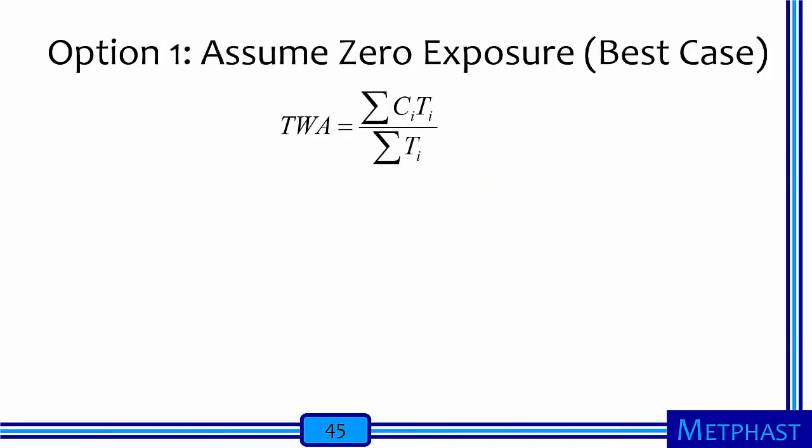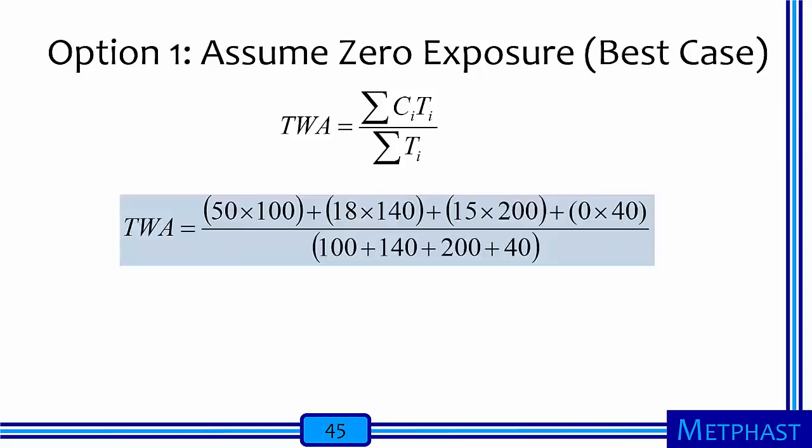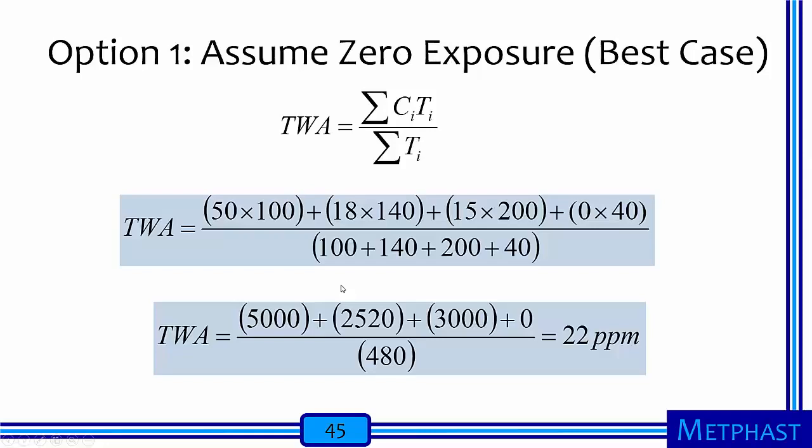So if I do that, we'll go through and say, okay, option 1: I measured 50 ppm for 100 minutes, 18 for 140 minutes, 15 for 200 minutes, and then for the last missing 40 minutes, I'm going to put in a 0 here. So here's my added time. These 3 are what I actually measured, and then I divide by 8 hours or 480 minutes. And so what I get is 22 ppm. That is the best case exposure because I assumed 0 for the missing time, which might not be a bad assumption given that most of that time was during lunch.